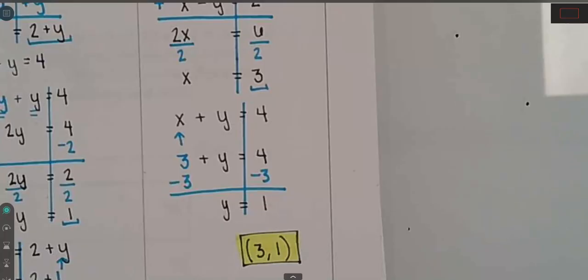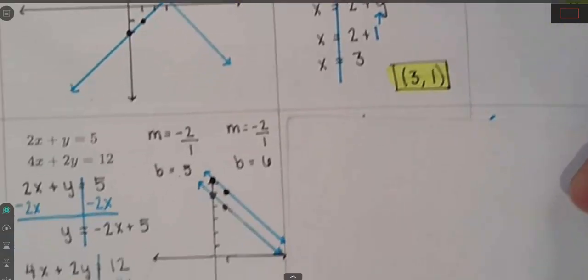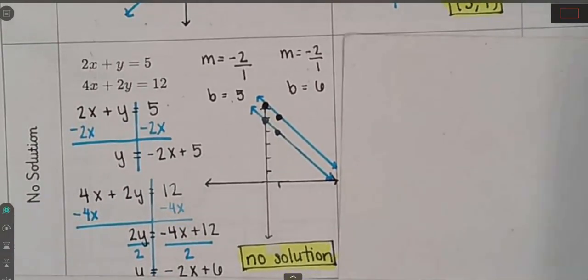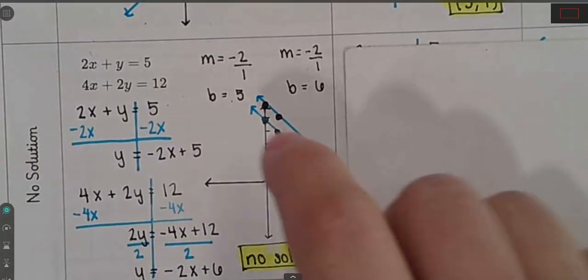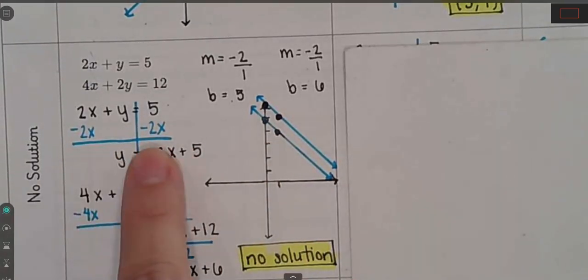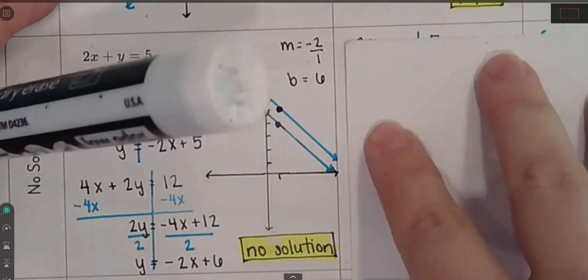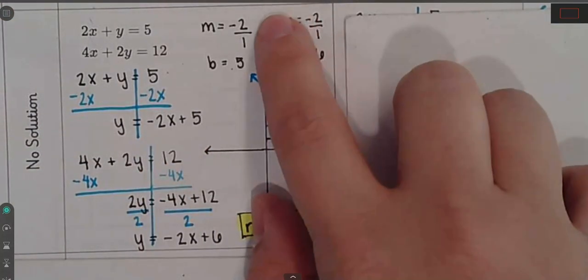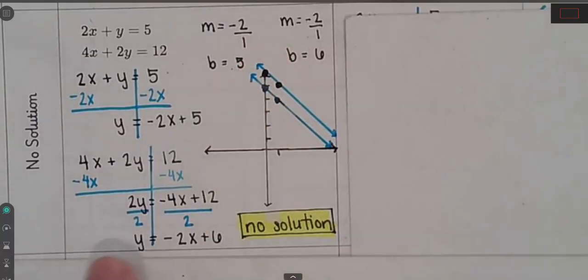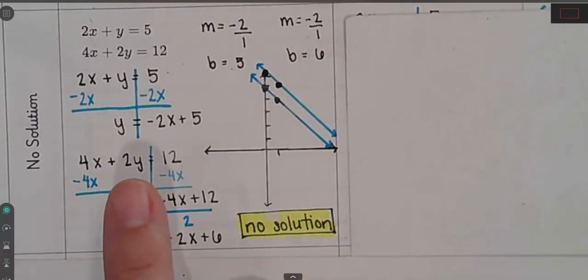Okay, let's go over this. All right, here is the answer. All right, so put these in slope-intercept form. For the first one, I started by subtracting 2x from both sides. This gave me y equals negative 2x plus 5. So m is negative 2 and b is 5. For this one, I subtracted 4x from both sides.